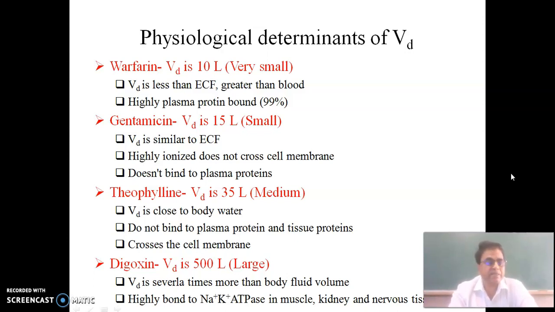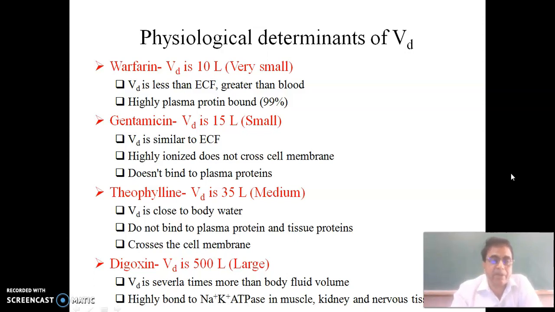Why? One is the drug is highly ionized but able to cross the vascular pores, but only restricts itself to the extracellular fluid, not able to go inside the cell. That's why its volume of distribution is almost equivalent to the extracellular fluid. But remember that it doesn't bind to the plasma protein. That's why it is able to cross from the vascular compartment to the extracellular compartment.